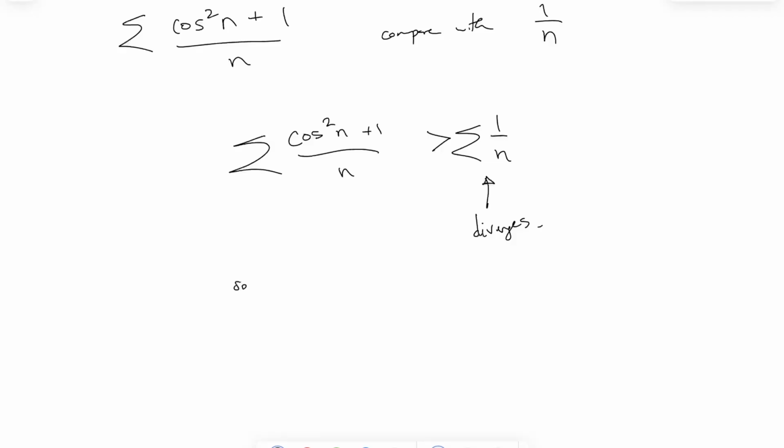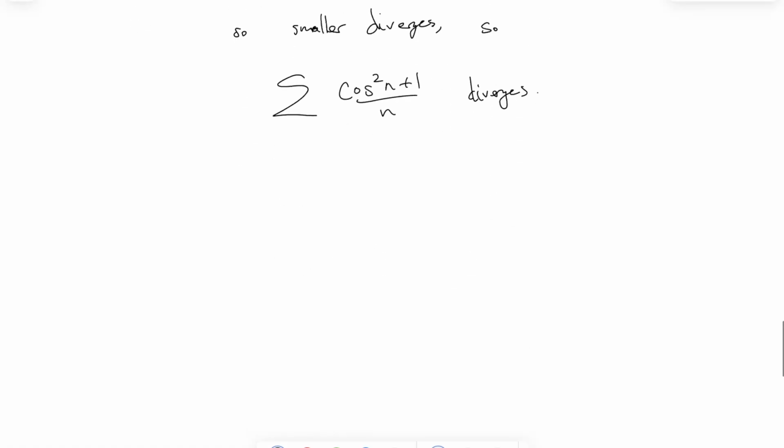So the smaller diverges, and this is a valid argument. So that means the bigger one diverges. The end. All right. Make sure you get it the right way around. I find these easy to confuse myself and mess them up. Any thoughts about them?